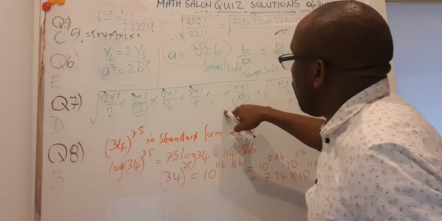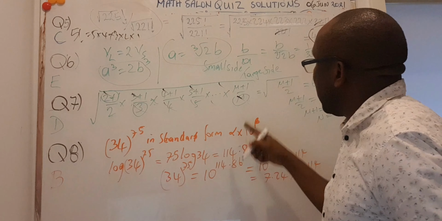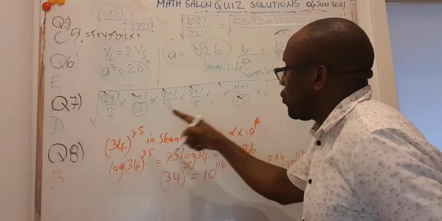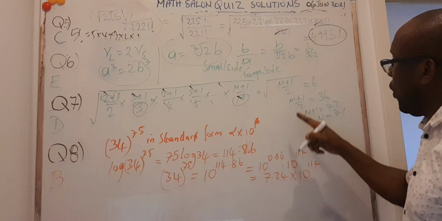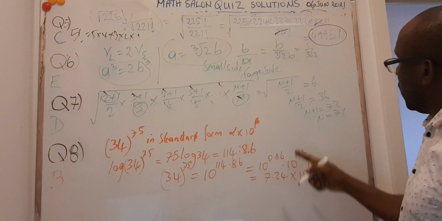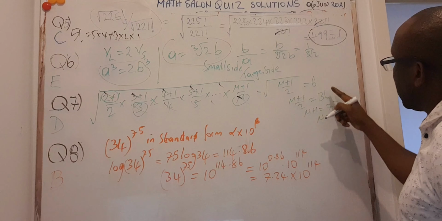This will fall off with another one until this will also fall off with another one. The only things that will be left will be mu plus 1 and 2. And that's why it reduces to the square root of (mu plus 1)/2. We were told that answer was 6. So if I square both sides, then I get 36 here.